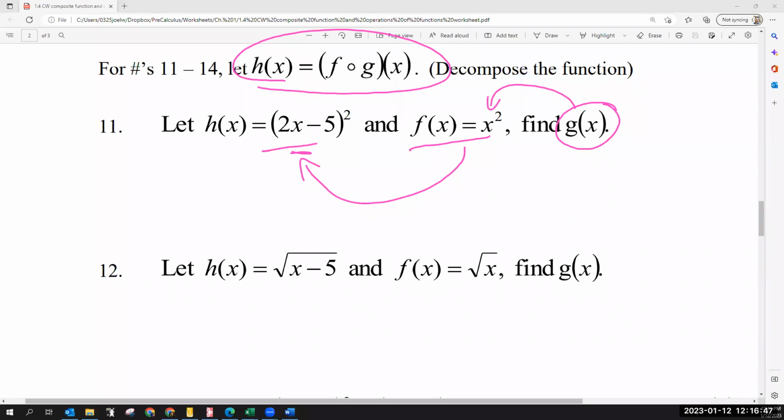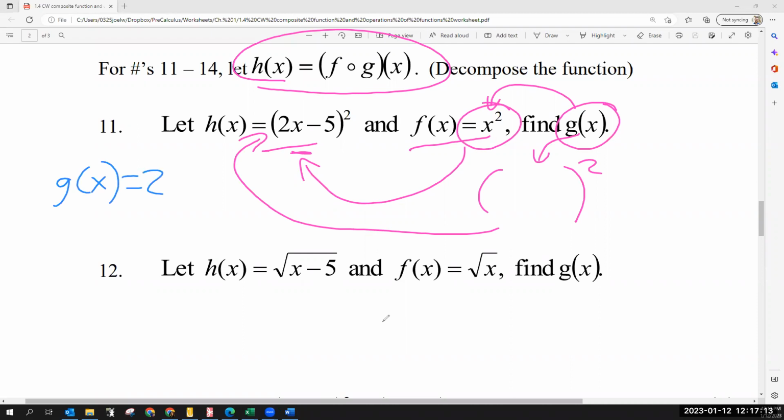The first one's not too bad, and most of these are not. What do I put into f? So think about if this is my outside function, that means I do something squared. G is what I put in. What do I put in to give me that? So my answer for this one, sorry, I drew lots of arrows all over the screen. That was confusing. So my g of x is 2x minus 5, because that's what I would plug into f to make h. Make sense? Simple enough? All right, see if you can try the rest of those real quick.